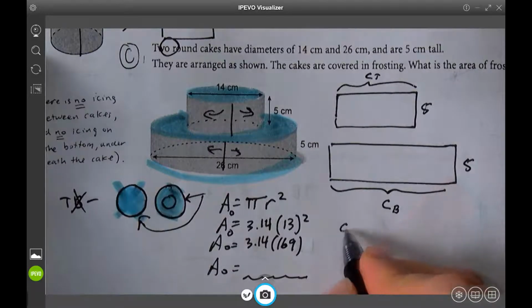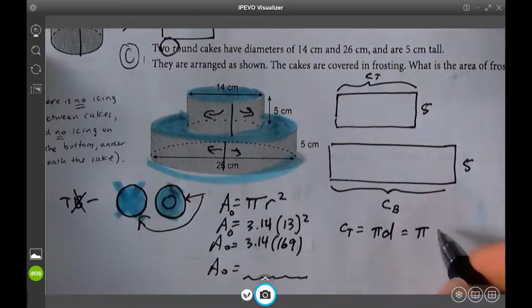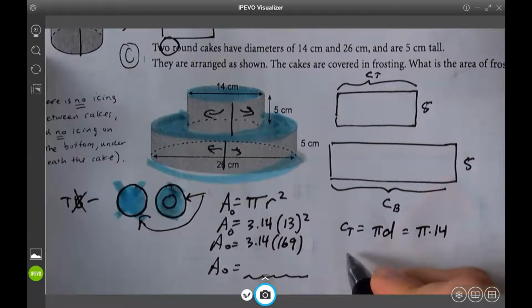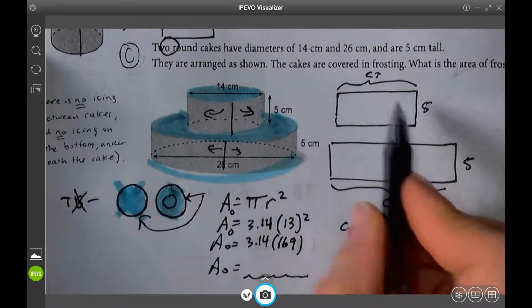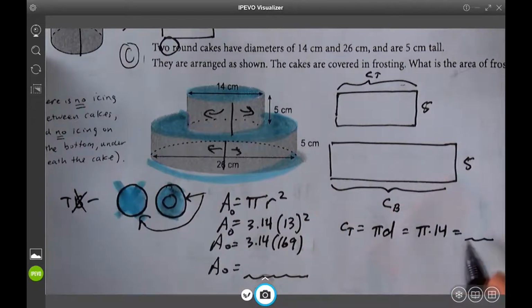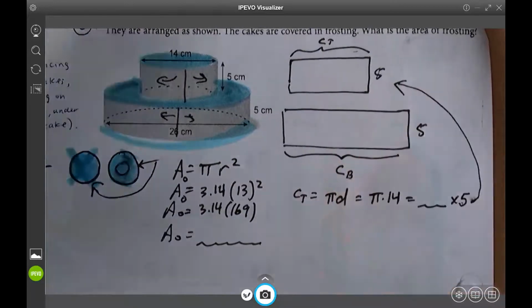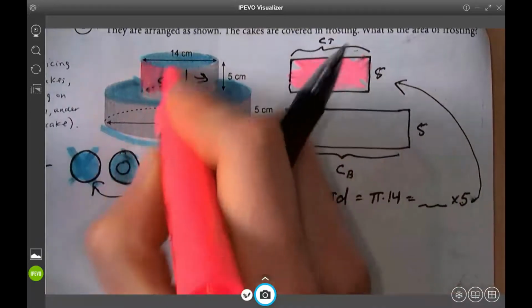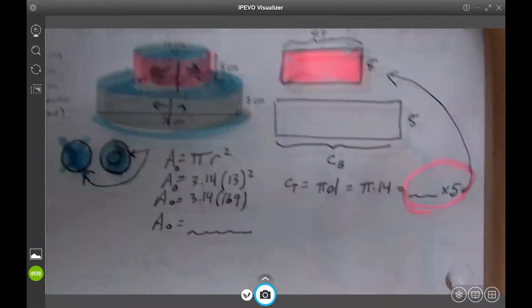Okay, so the circumference of the top cake is going to be pi d. In other words, pi times the diameter, 14. Pi times 14, I'm going to get a number. Then in order to get the area, I multiply by 5. So whatever number here, multiply by 5, and that gets you that area. Let's color it pink. That is the distance all the way around this cake. That number is going to get you the pink.